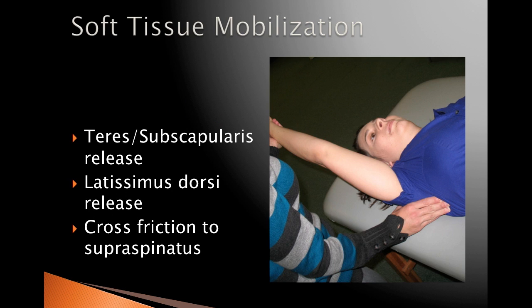Other manual treatment, we can use our soft tissue mobilization. Sometimes patients are lacking in external rotation or lacking elevation due to a tight teres major, a tight subscapularis, tight lats, especially for those athletes or those patients with a lot of thoracic kyphosis, a lot of forward shoulders. It's good to get in there and do some soft tissue work, do some trigger point release possibly, as well as cross friction to the supraspinatus, which may help with healing as well.